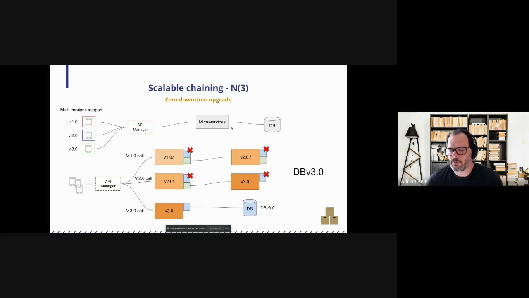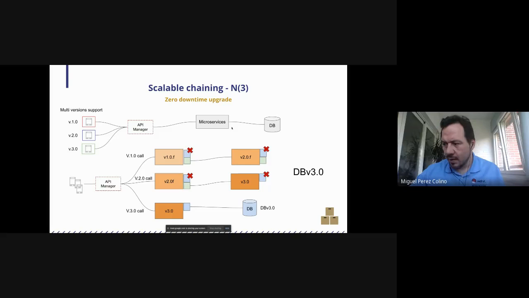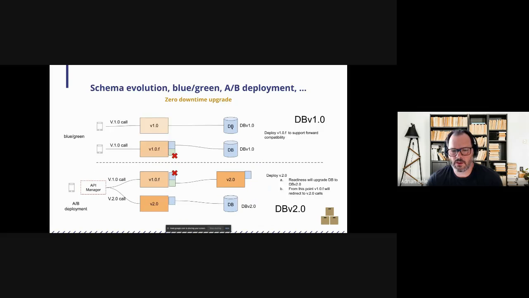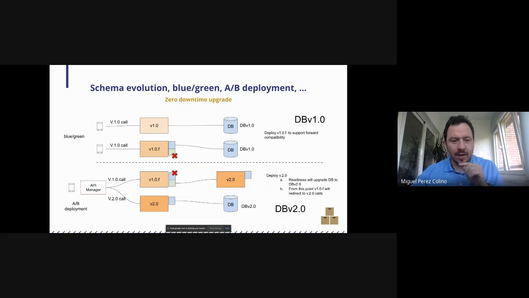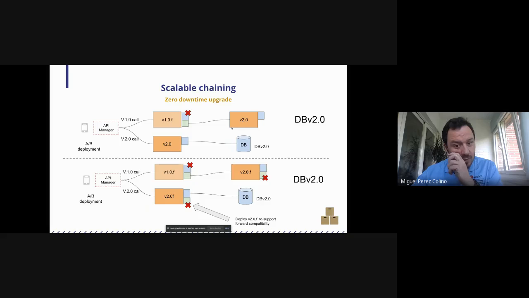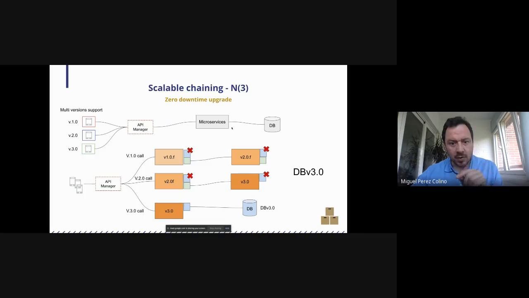Adrian, can you go to the previous slide? Yes. Which one? No, next. Okay, in this one, I see that there's a change from database 1.0 to database 2.0. And then in the next slide, you move from 2.0 to 3.0. So what is the change that is performed in the database? Can you give an example?